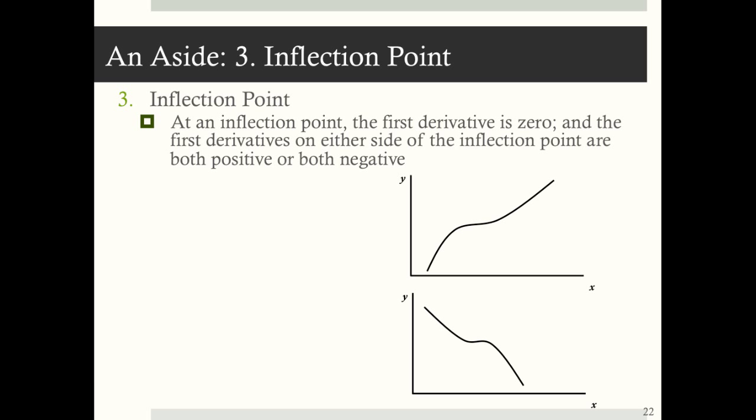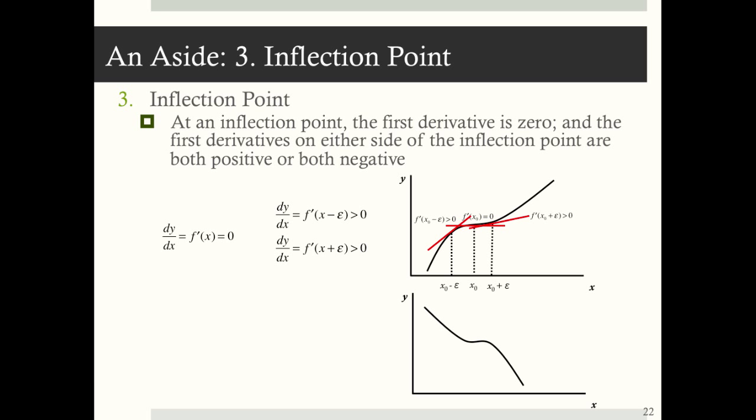So just as an aside, I want to talk about inflection points very briefly. This isn't something that you need to know for this course, but at an inflection point, the first derivative is 0, just like it is at a maxima or minima. But at an inflection point, the first derivatives on either side of that inflection point are either both positive or both negative. So consider the first graph, or the top graph. At this random point, x sub 0, the first derivative is equal to 0. It's a stationary point. But look at the derivatives right before x sub 0, that's positive, and right after x sub 0. They're both positive.